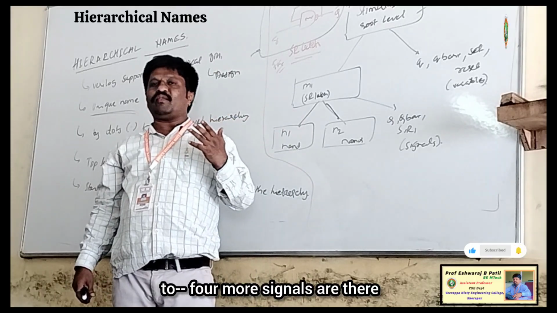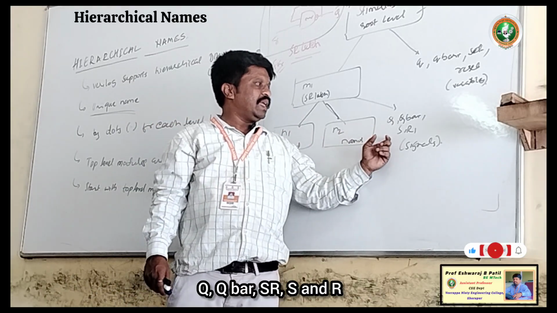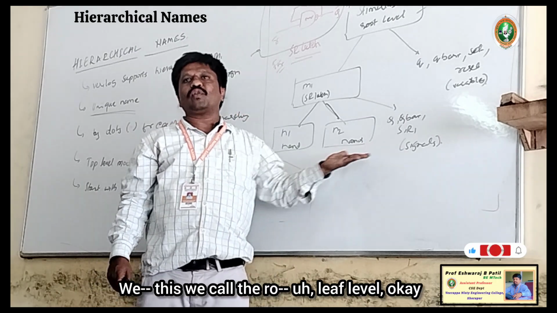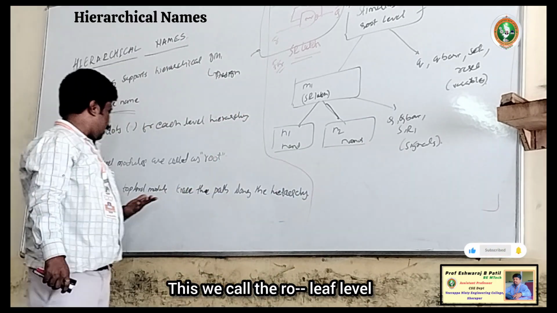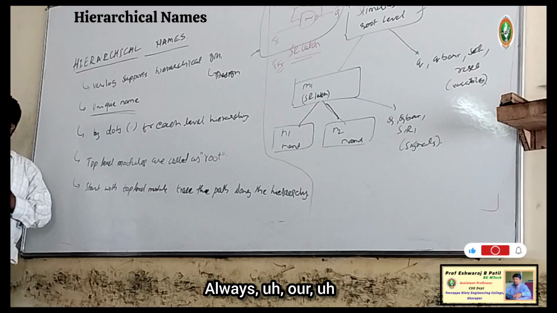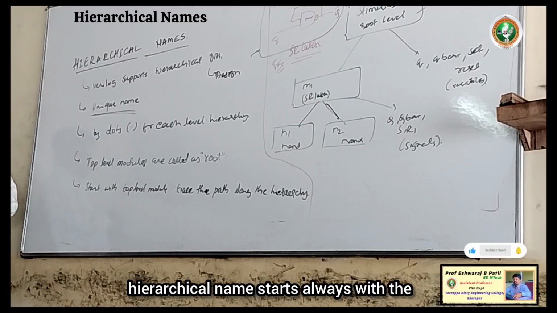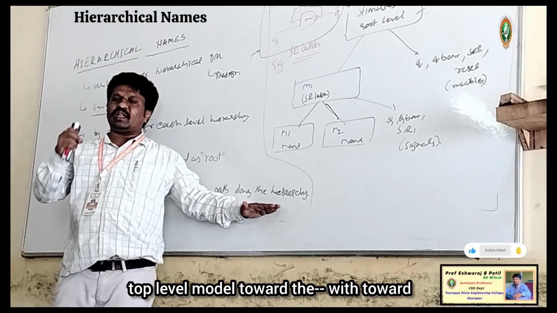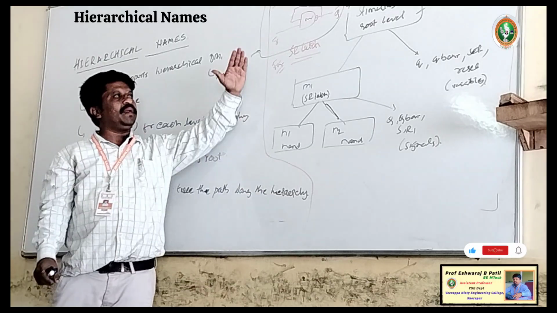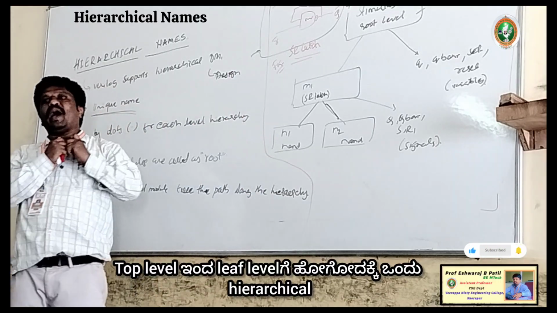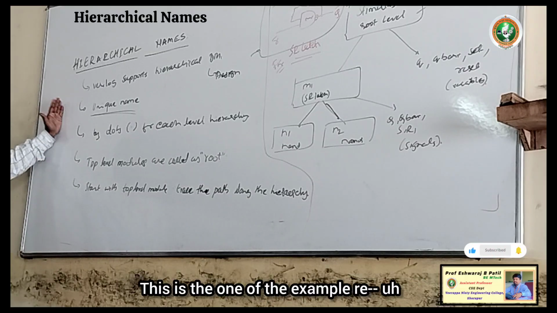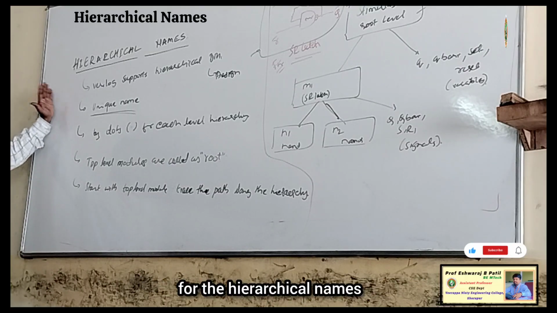Four more signals are there. Which are those? Q bar, Q, S and R. These are the signals also. This we call the leaf level. Always our hierarchical name starts with the top level module up to the leaf level. To go from the top level to the leaf level, we apply the hierarchical name from the top level module. This is one example for the hierarchical names.